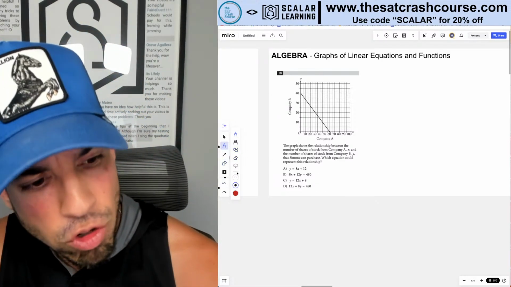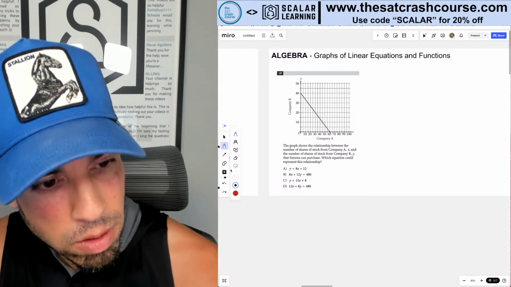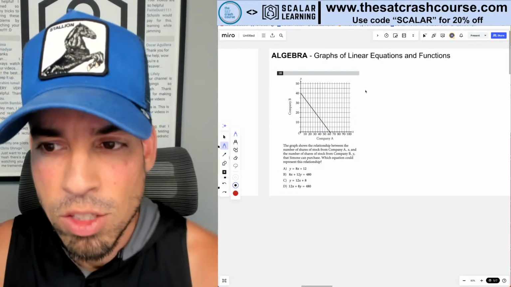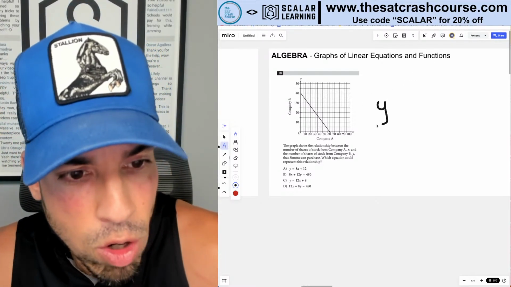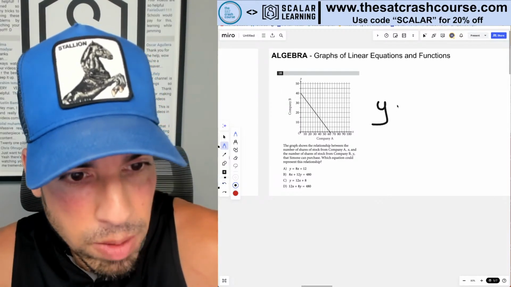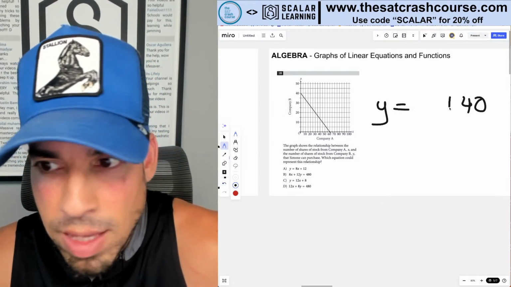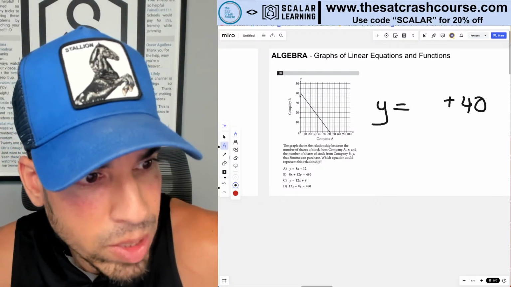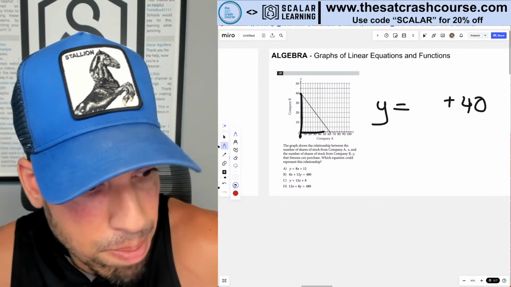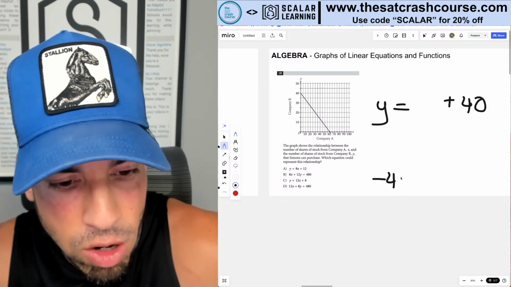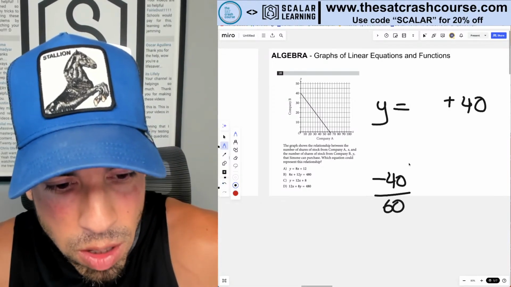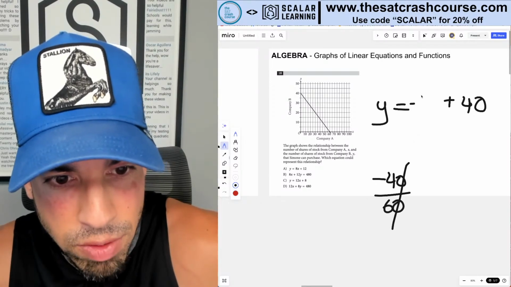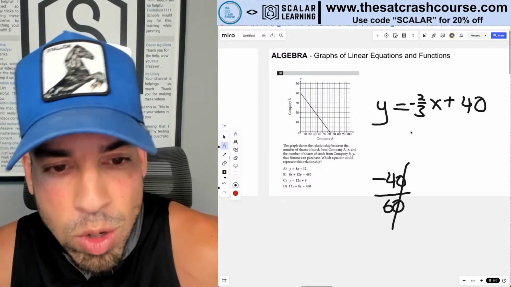I'm going to try slope-intercept form. I think that's usually the go-to for most people. So we know we have a y-intercept of 40, and then we need to calculate the slope. We go down 40 to the right by 60, rise over run. That's negative 40 over 60, or negative 2/3. And there's my equation in slope-intercept form.